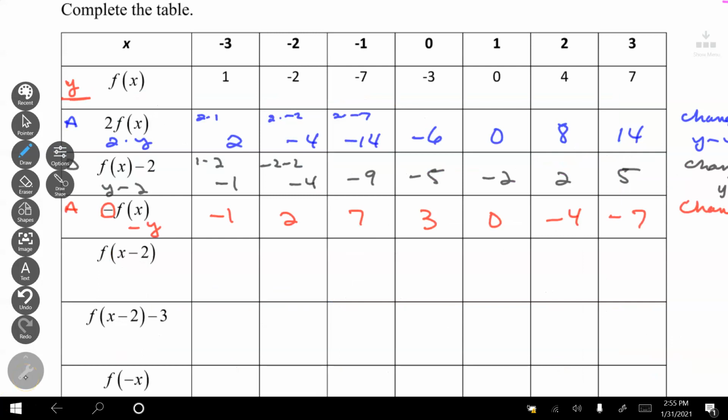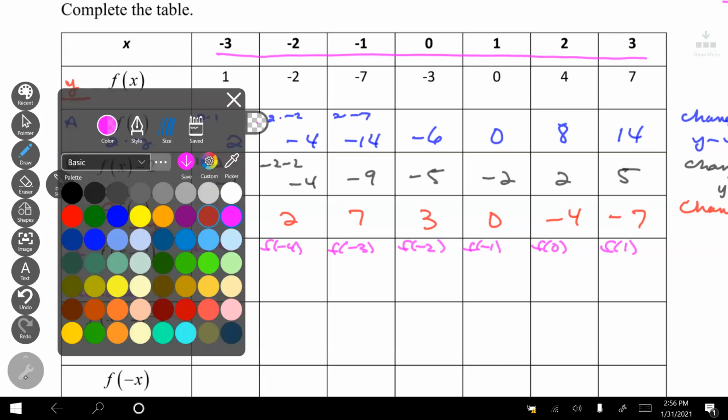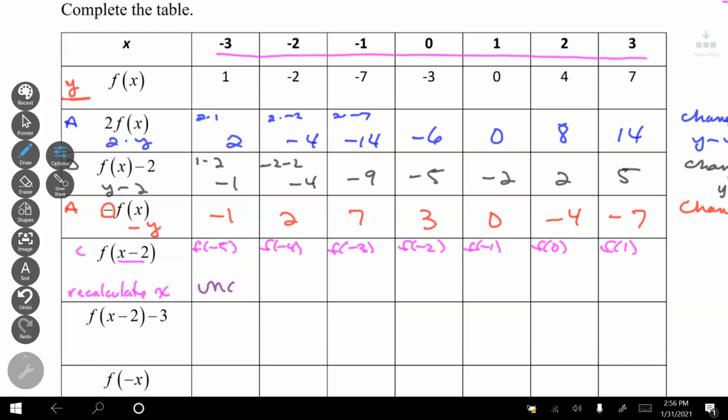Now we're going to get to the harder rows. This row here, I see a letter C here, and what I need to do is recalculate my x values. So I'm going to do x minus 2 to all these x values on top. So this is going to be 3 minus 2, so this is f of negative 5, f of negative 4, f of negative 3, and so on and so forth. And that means f of negative 5, well, I have to find a negative 5 here, and there is no negative 5, so this result would be undefined.